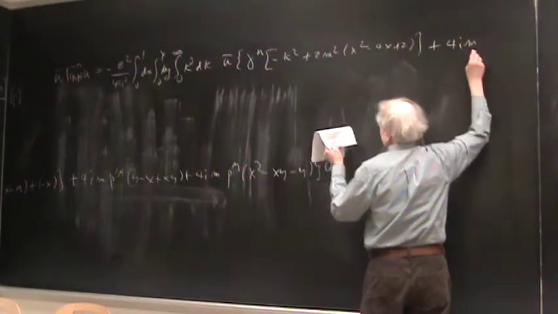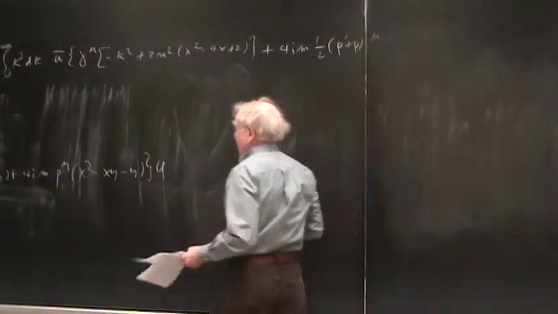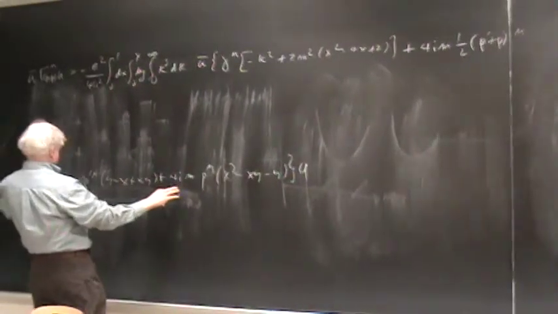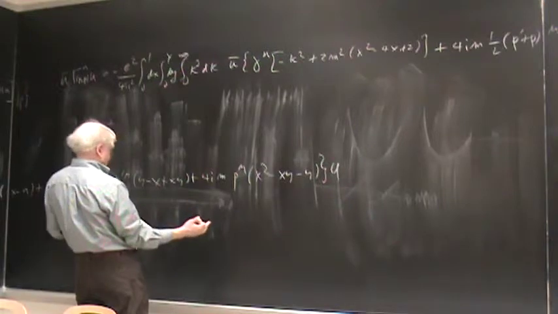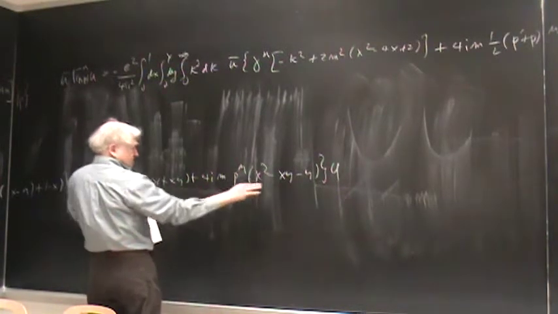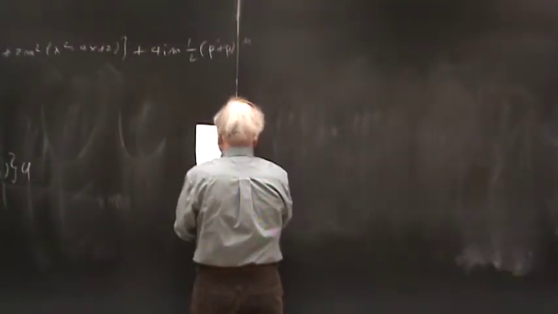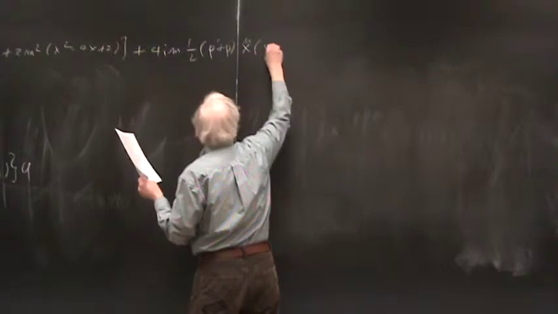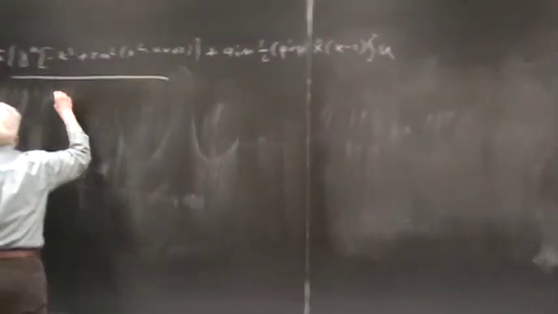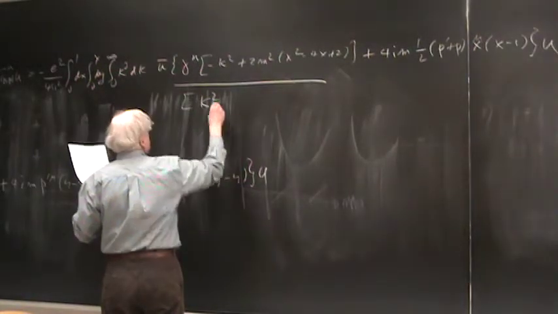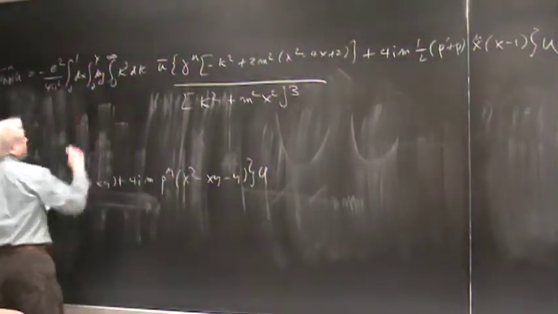Plus, now I'm going to write this as 4im times one half (p prime plus p) mu. When you add these, you see you've got the same coefficient, 4im, p prime mu, p mu. We're taking the p's equal effectively, so we basically average these two terms, and that's what the 2 is. They simplify simply to x minus 1, u. And then q is 0, so this is just (kappa squared plus m squared x squared) cubed. You notice there's no y at all. So this integral 0 to x dy is really x.